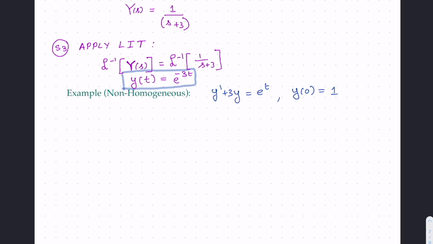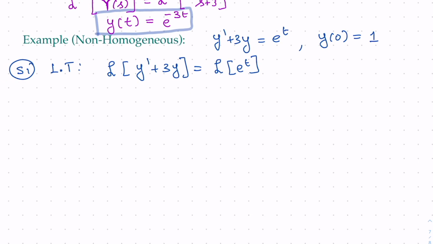The process is very simple, right? So step 1 is applying the Laplace transform. When I do that, the left hand side is going to be Laplace of y prime plus 3y. The right hand side is going to be Laplace of e to the t, and using the linearity, this is going to be Laplace of y prime plus 3 times the Laplace of y, which is equal to 1 over s minus 1.